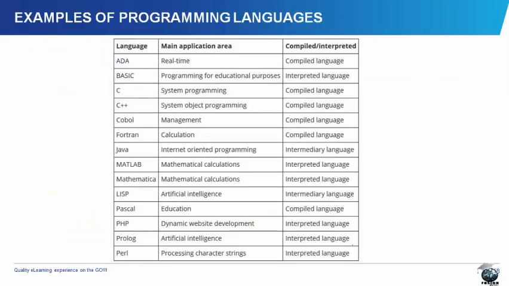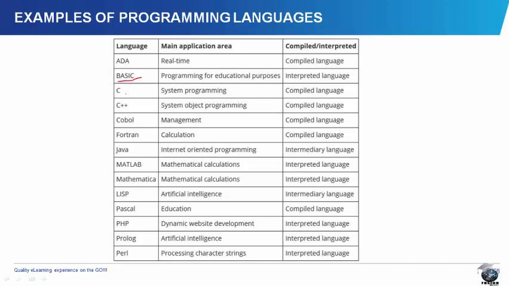Let's look at this table which shows examples of programming languages. As we can see, we have Ada. The main application area of Ada is real-time, and it is a compiled language. Next here we see Basic. Basic is a programming language for educational purposes, and it is an interpreted language.